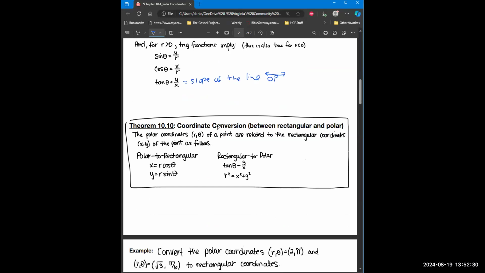So theorem 10.10, coordinate conversion between rectangular and polar. The polar coordinates r, theta of a point are related to the rectangular coordinates x, y of the point as follows. Polar to rectangular conversions: x is equal to r cosine theta, y is equal to r sine theta. Rectangular to polar conversions: tan theta is y over x, and r squared is equal to x squared plus y squared.